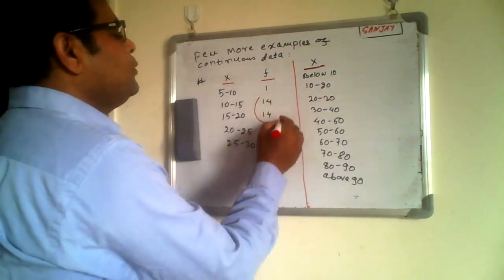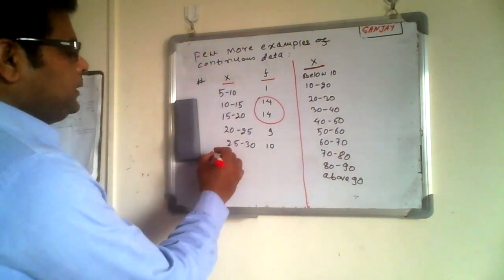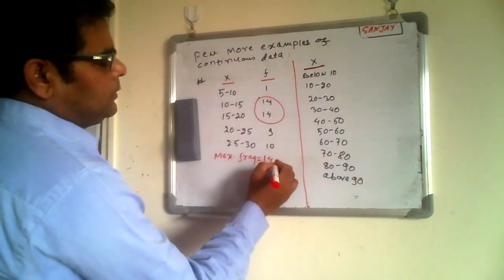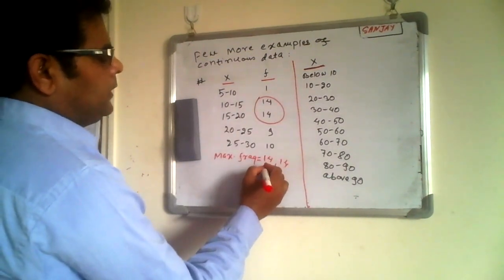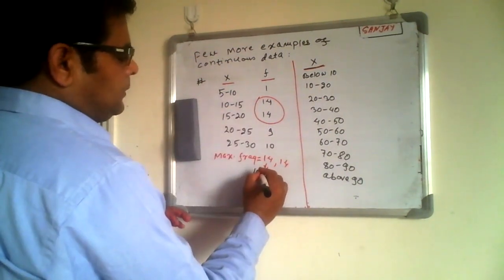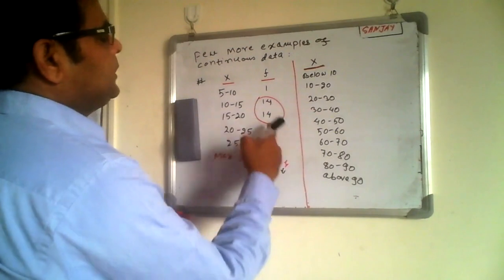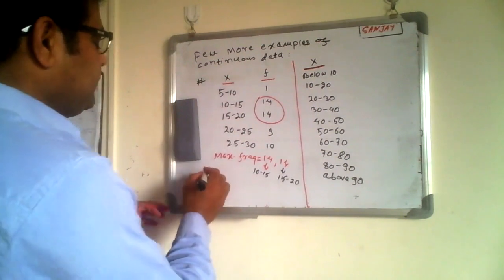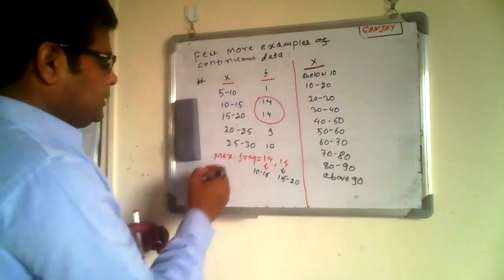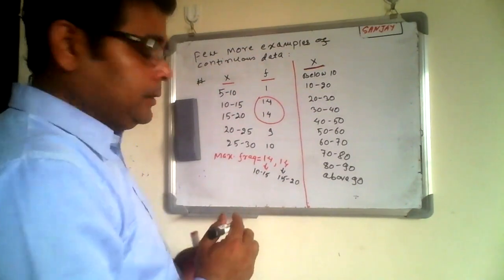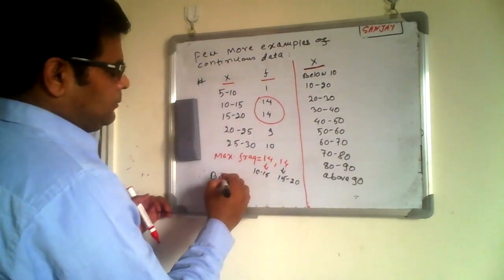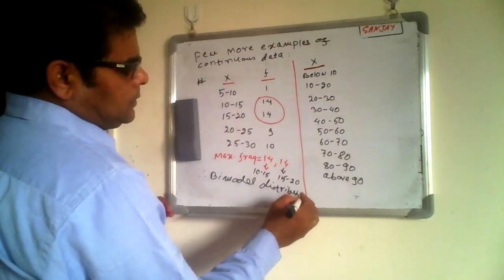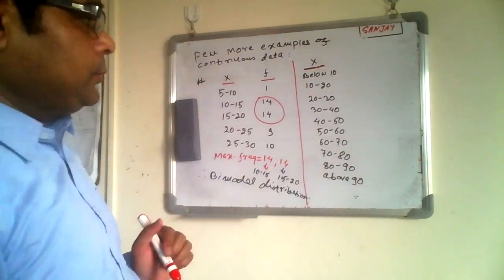You can see that there are two maximum frequencies in this case. So the maximum frequencies are 14 and another is also 14, and one 14 is for the class interval 10 to 15 and another 14 is for the class interval 15 to 20. That means it has two modes, and therefore such a distribution is called the bimodal distribution. So this is a bimodal distribution, definitely a continuous frequency distribution.